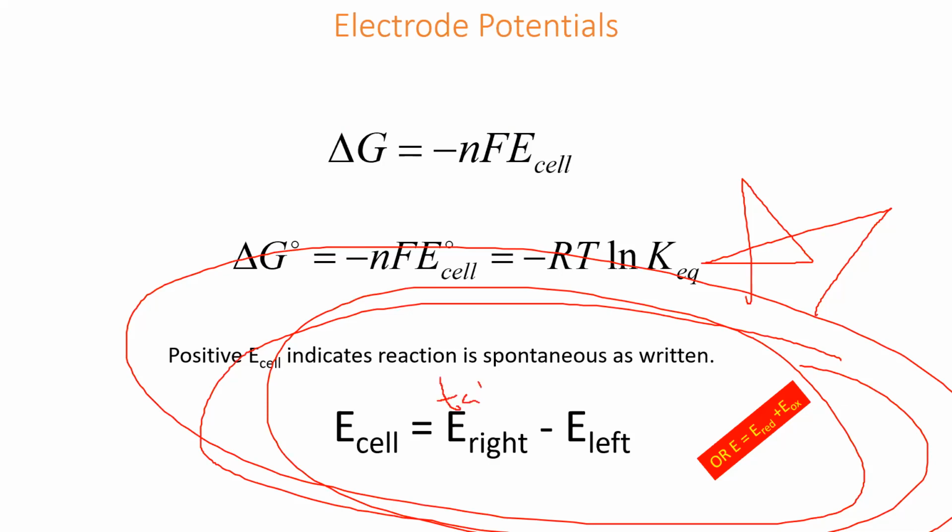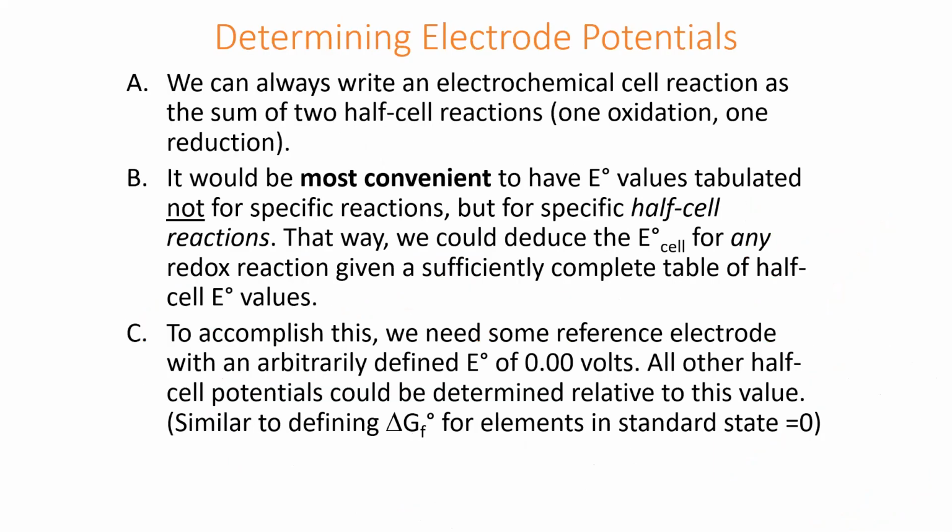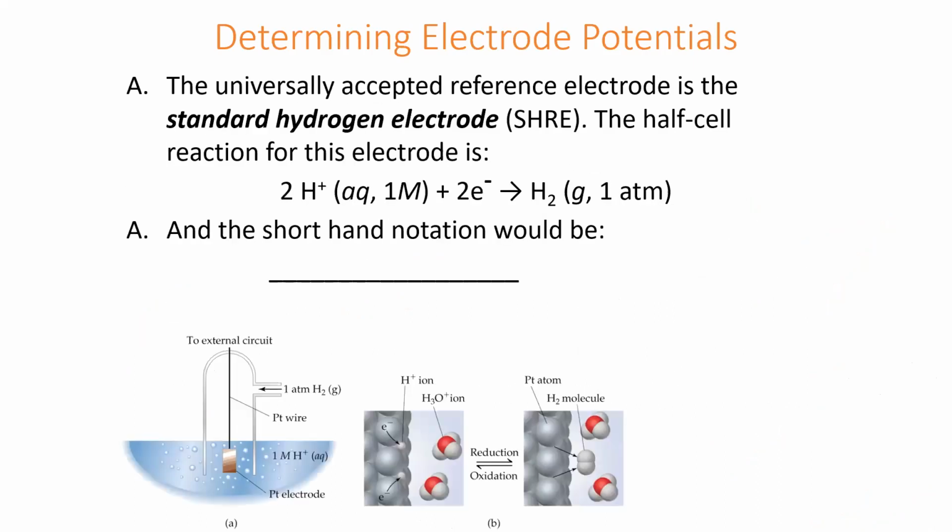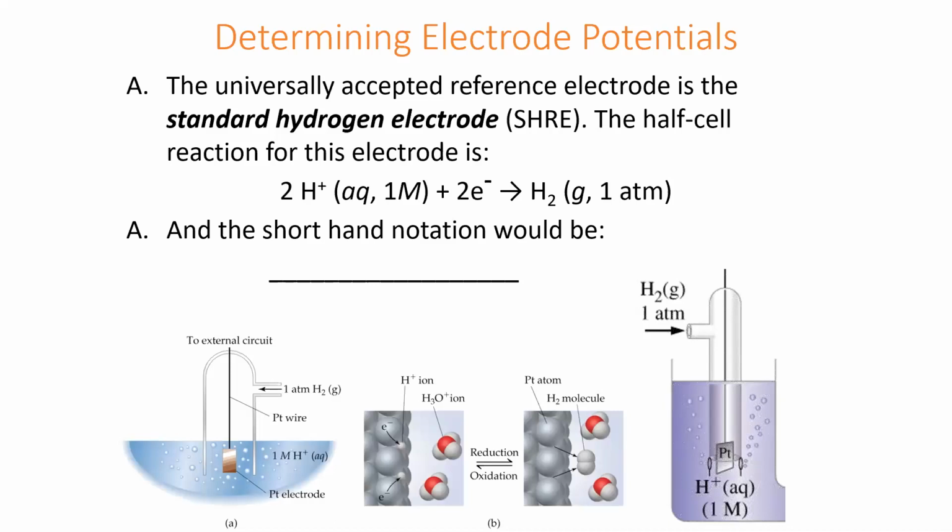So this is their table value and another table value. You might see this instead of right and left, you might see this guy as cathode and anode. You could also write it as the sum of a reduction and an oxidation potential. However you choose to do that, as long as you're getting correct answers, that's cool. So we're going to have a table of half cell reactions, so we can pick and mix one reduction and one oxidation.